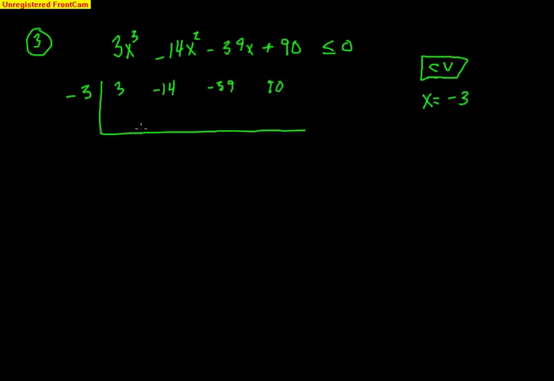So let's see here. Jot down the 3. That's going to be negative 9. Negative 14 minus 9 is negative 23. Negative 3 times negative 23 is 69. Negative 39 plus 69 is 30. And negative 3 times 30 is negative 90. Okay, now, I could stop here and do 3x squared minus 29x plus 30, and go ahead and I could factor that, or I could try to use the quadratic formula.